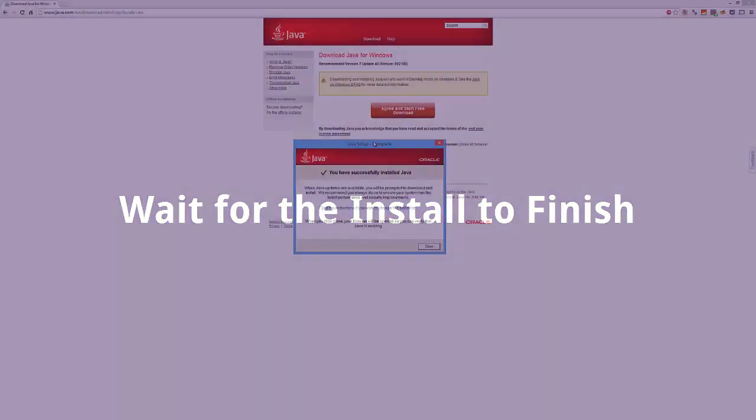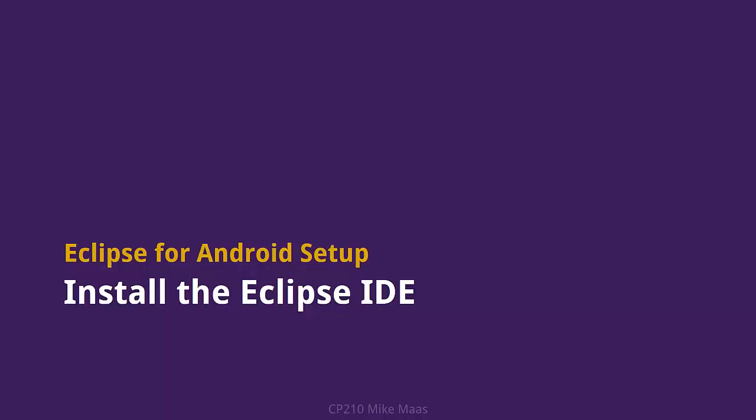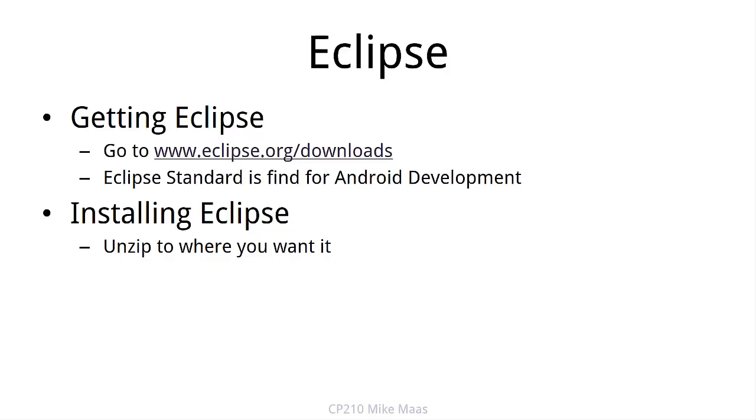It'll take a while for it to finish, but when it comes back, if it's successfully installed, you get this little confirmation screen. Okay, so now that we've got Java installed, we can actually move on to installing the Eclipse integrated development environment. There's 2 stages to that. One is actually getting it from eclipse.org/downloads, and then basically unzipping it to where you want to put it.